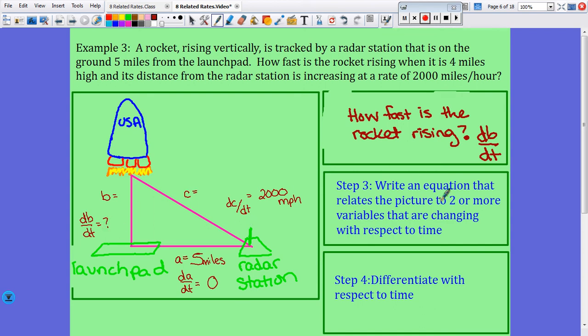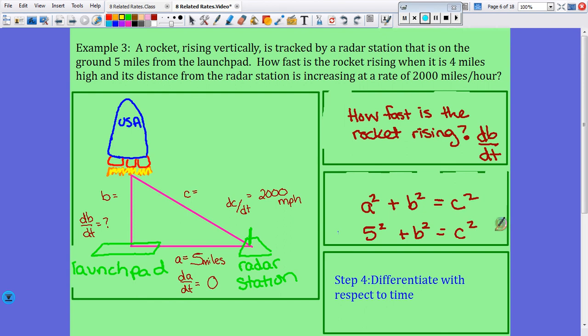And so we want to be able to write an equation that relates two or more of our variables that are changing with respect to time. So we've already mentioned it, but we're going to be using the Pythagorean Theorem. So we've got a squared plus b squared equals c squared. Since a is not changing, we can go ahead and plug in 5. And then the fourth step is to take the derivative with respect to time.